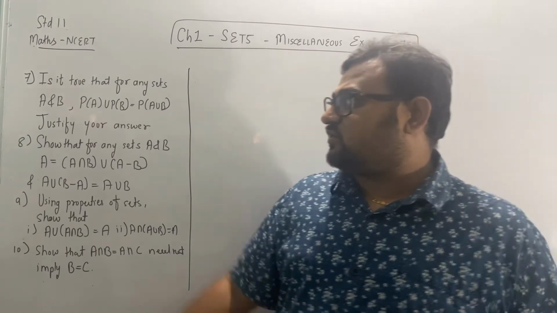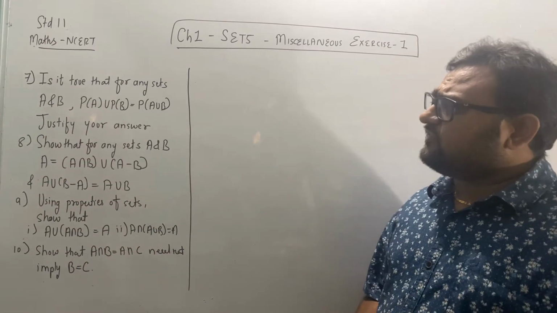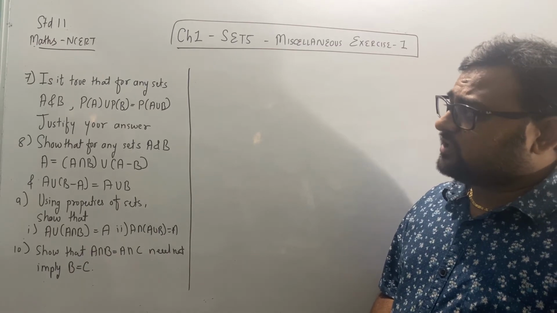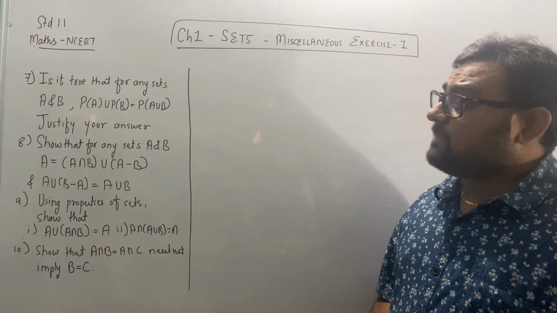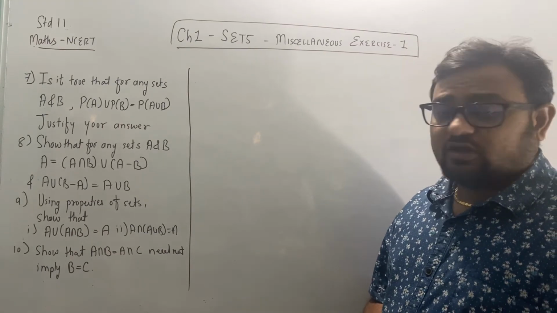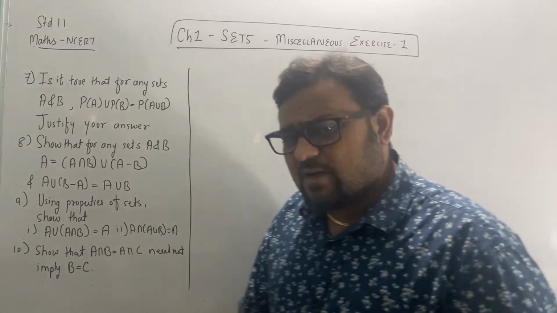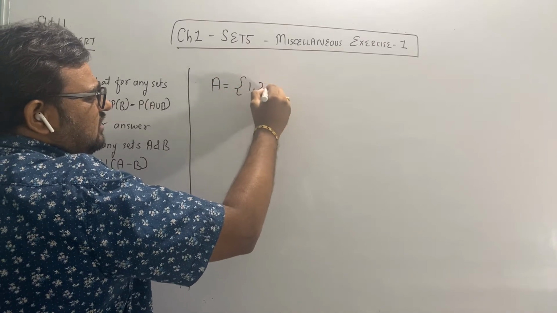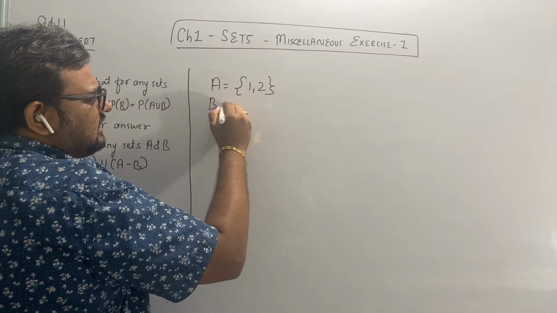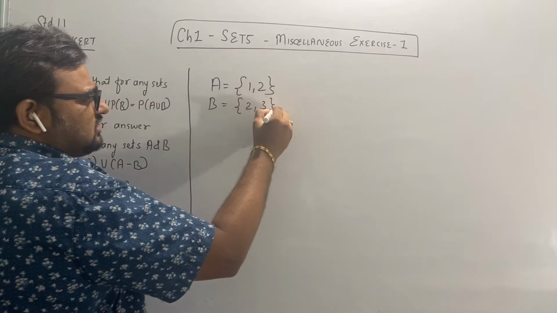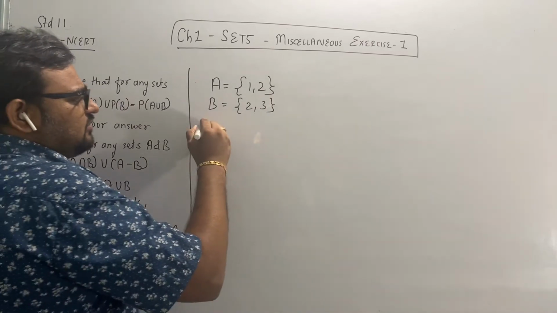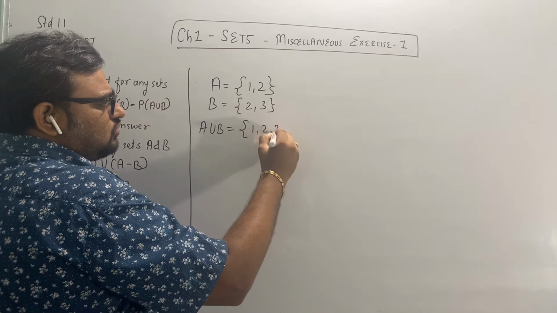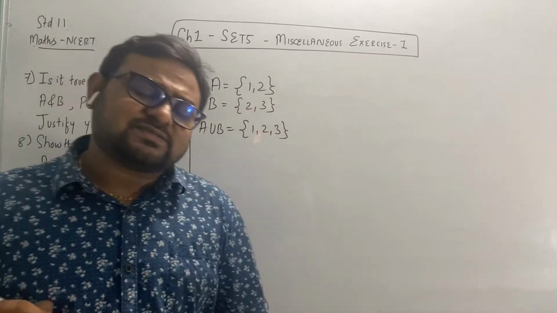Now, let's start with question 7. Is it true that for any sets A and B, power set of A union power set of B is equal to power set of A union B? Okay, so what we can do, let's take an example. Let's take set A = {1, 2} and set B = {2, 3}. Clear? So what will be A union B? {1, 2, 3}.